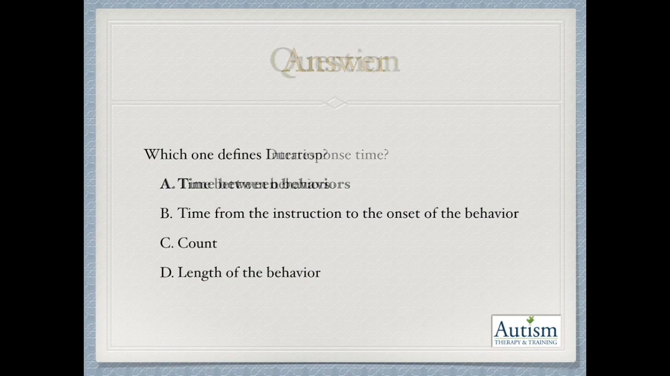Which one defines duration? A, time between behaviors, B, time from the instruction to the onset of the behavior, C, count, or D, length of the behavior. And the correct response is D, length of the behavior.